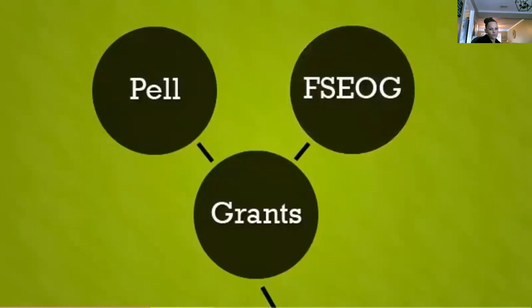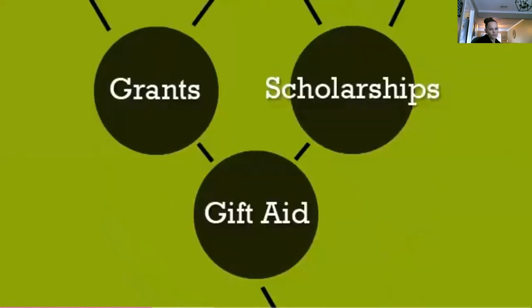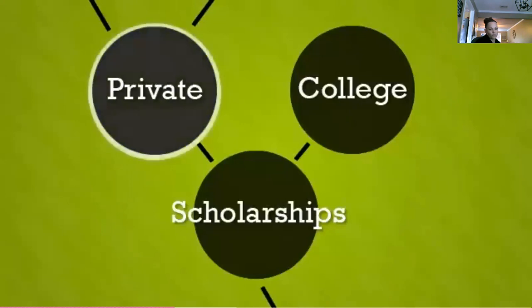Let's go back to the scholarship branch of our tree now. Like grants, scholarships don't have to be repaid. Some are renewable, meaning that you continue to get the money each semester that you attend school, as long as you maintain the scholarship's required minimum GPA, while others are one-time awards. Scholarships typically either come from private sources or from the school you attend. Let's look at private scholarships first.